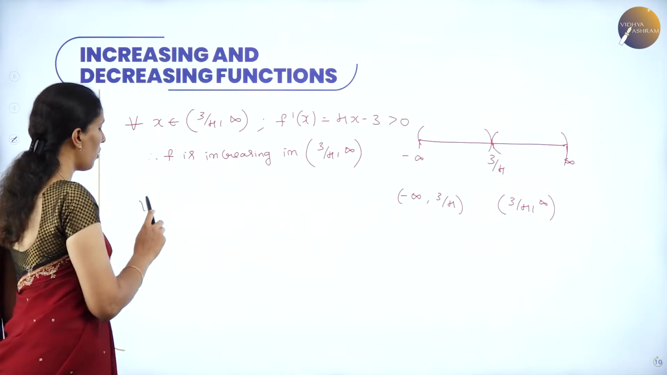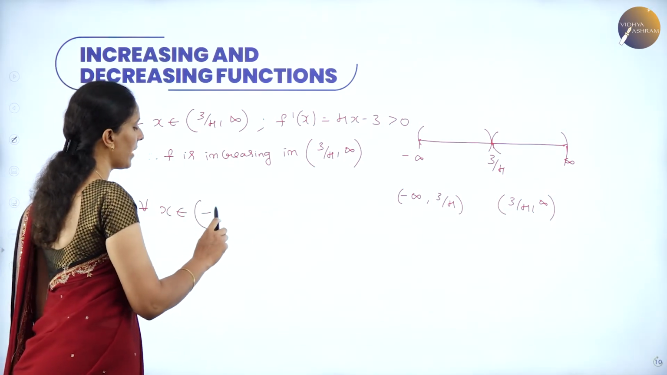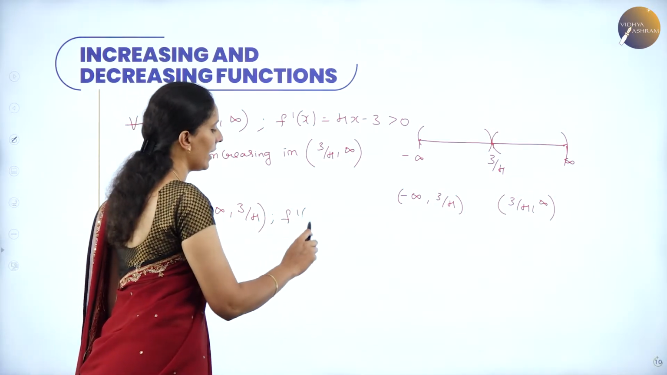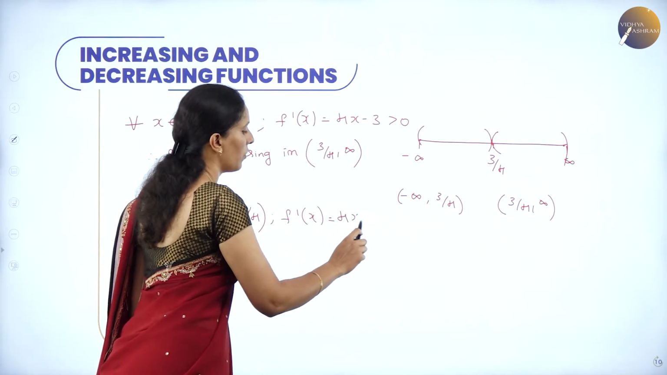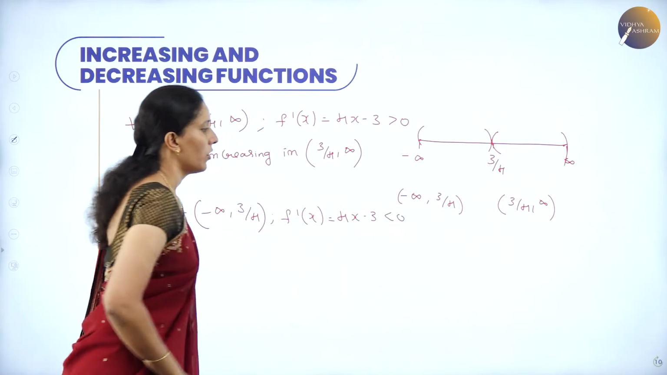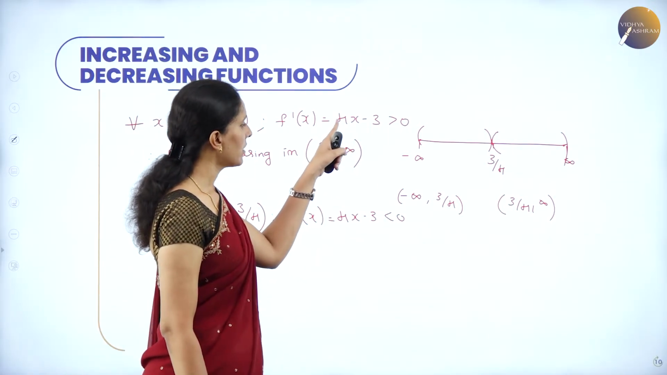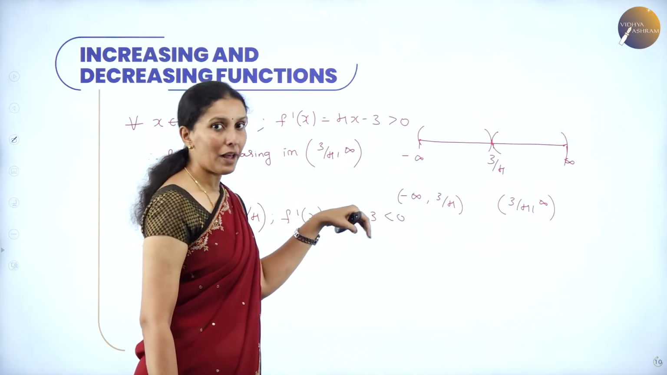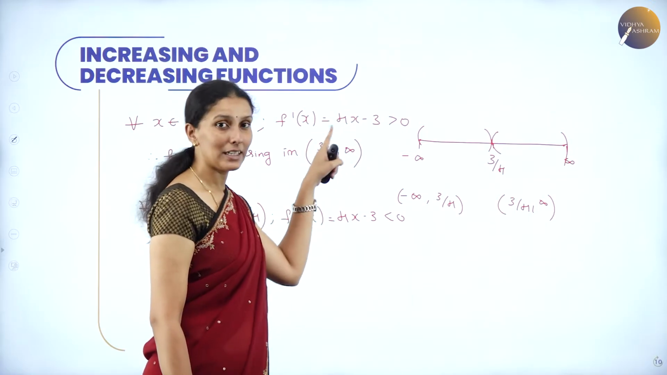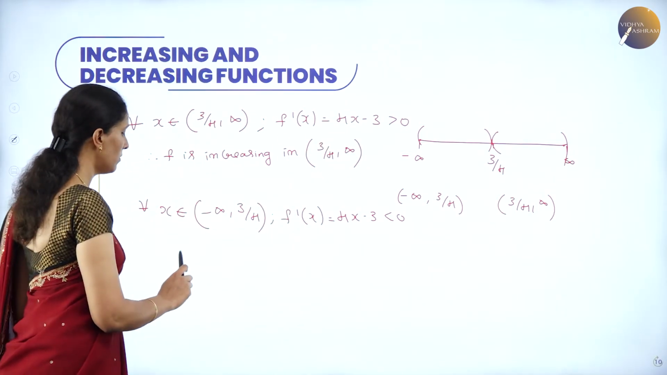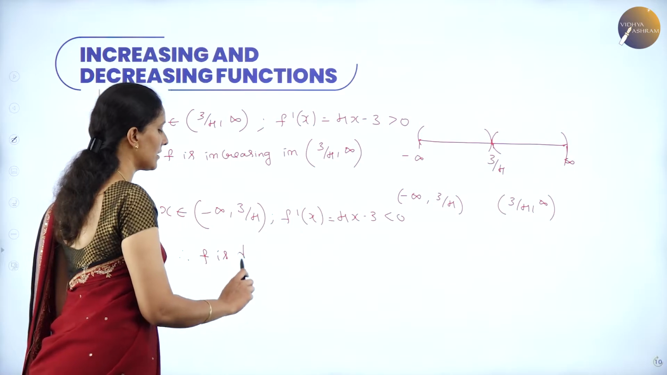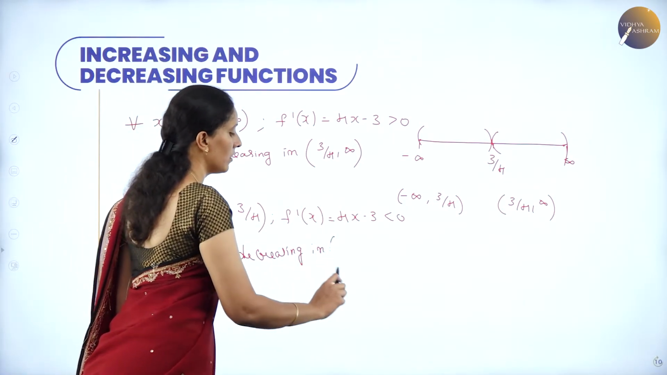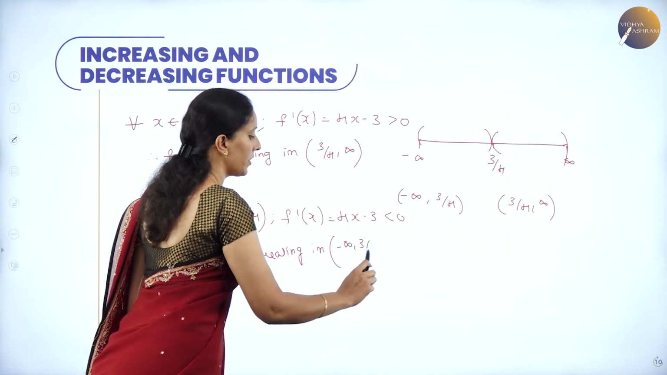Next, here for all x belongs to minus infinity comma 3 by 4, clearly you can see f dash of x, which is 4x minus 3, is less than 0. If you substitute 3 by 4 here, the 4 gets cancelled, 3 minus 3 which is 0, and below that value if you take any other value it is clearly a negative value. So therefore f is decreasing in the interval minus infinity comma 3 by 4.